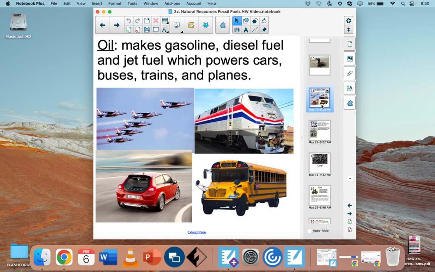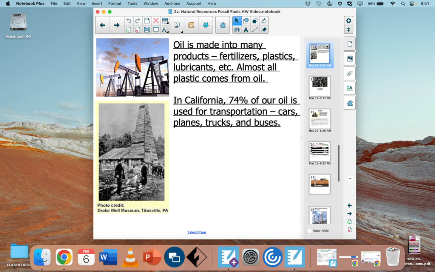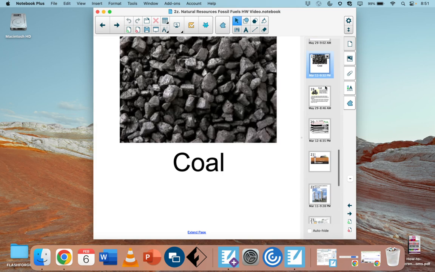Oil is used to make gasoline for cars, diesel fuel for trucks and buses, jet fuel for airplanes. It's a very precious resource. Not only is oil used for gasoline and jet fuel, but it's also turned into fertilizers for plants, plastics, as we talked about in class, and lubricants like WD-40 and grease for our electronics. Almost all plastic that we use comes from oil, and in California specifically, 70% of our oil is used for transportation.